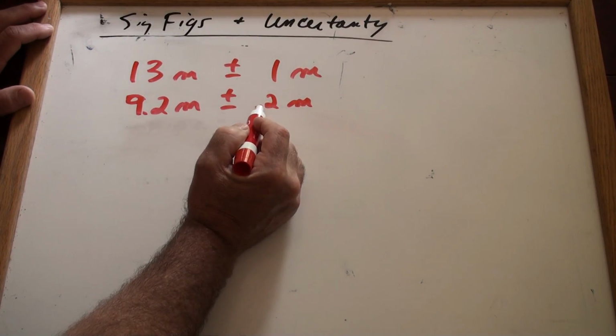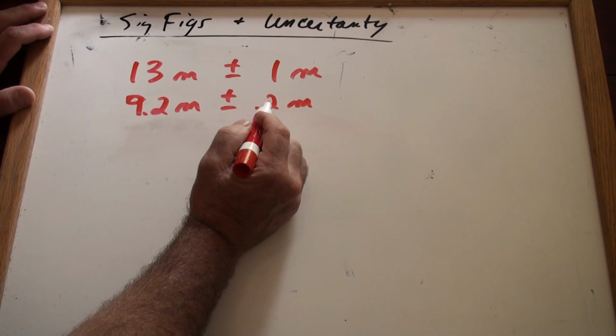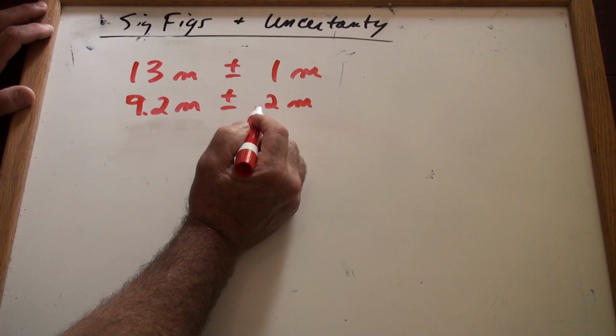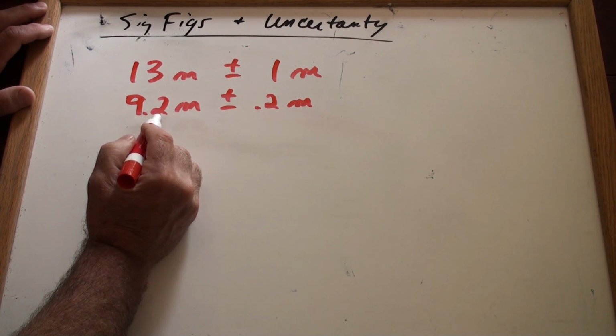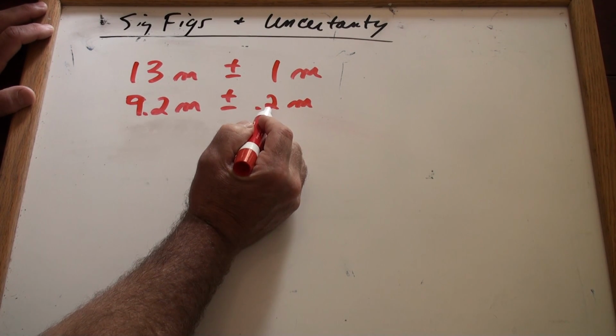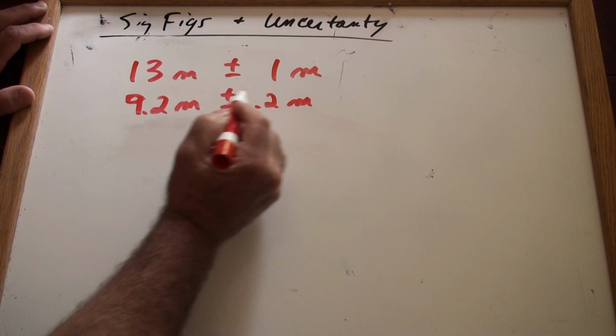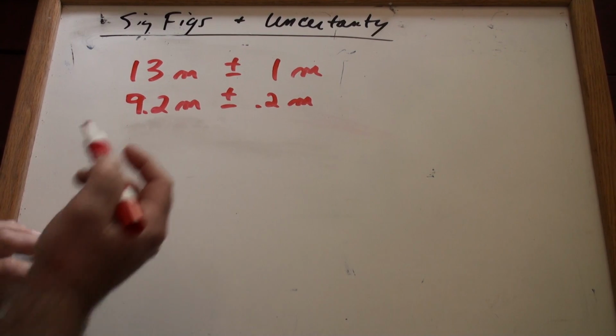So this could be plus or minus 0.5 or plus or minus 0.2 or plus or minus 0.1, but it can't be plus or minus 1 meter, because you're saying you're guessing to a tenth, and then you're saying, yeah, but I'm uncertain to a whole meter. So this has to agree with this. And your final answers, what I'm looking for on your lab, have to agree like that. All right, let's try another one.